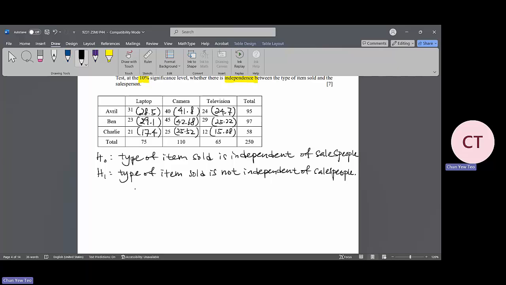Then we need to find the degrees of freedom. Alpha is given as 10%. Our degrees of freedom is the columns, you have 3 columns, 3 minus 1, you have 3 rows, 3 minus 1. So you multiply them together, you get 4. So your critical value will be the chi-square, degrees of freedom 4. The confidence level is 90%. Okay. So from the table, you can get this one as 7.778.